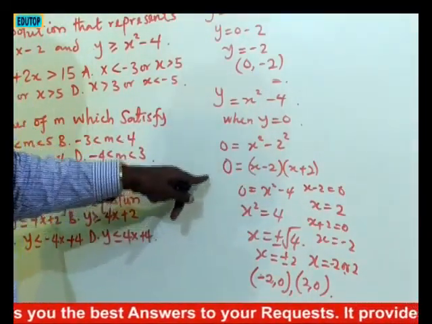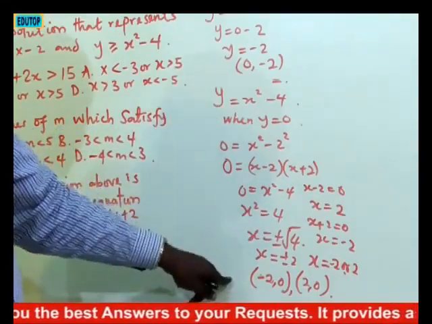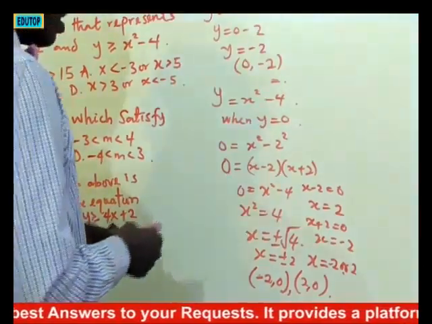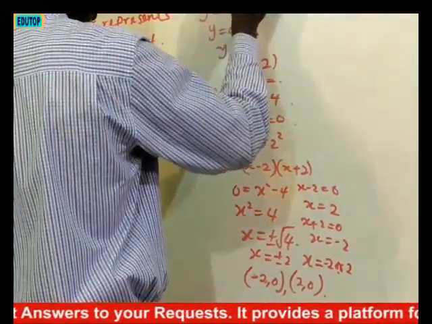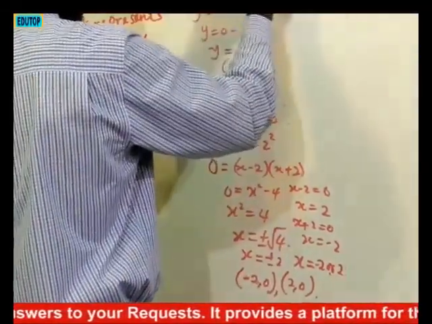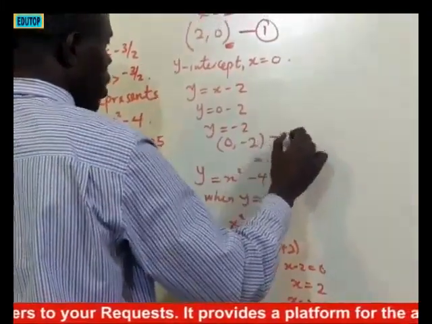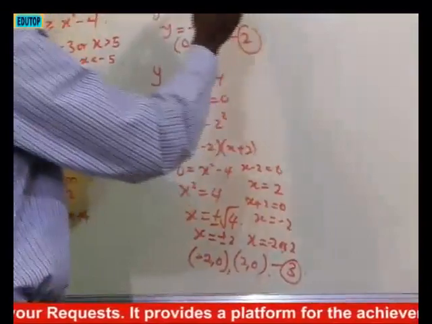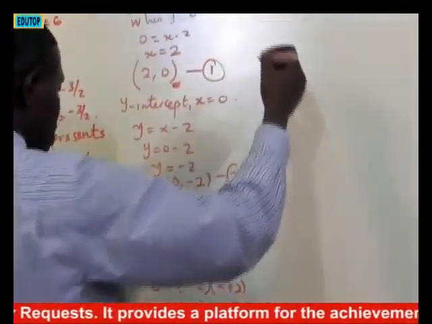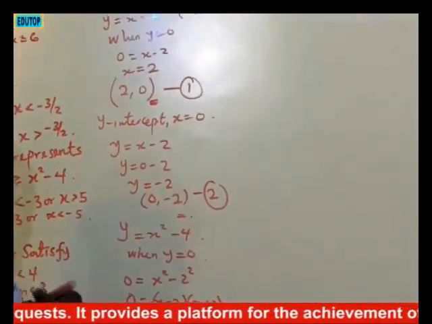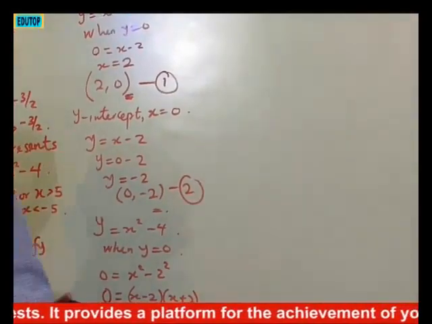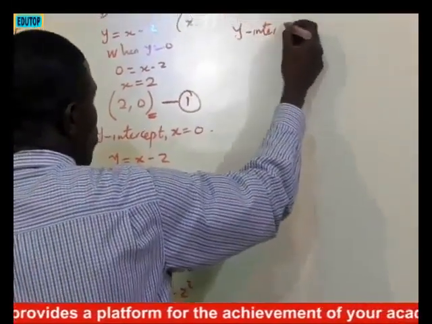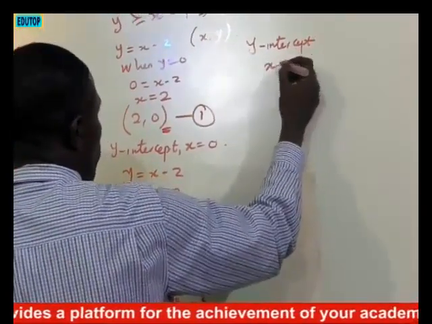Then let's see, this one is when y is 0, that's the x-intercept. So let's now talk about, remember, don't let us forget our coordinates. The first one, let me call this 1, let me call this 2, let me call this 3. Now I want to determine the y-intercept, that's when our x equals 0. Y-intercept, x equals 0.